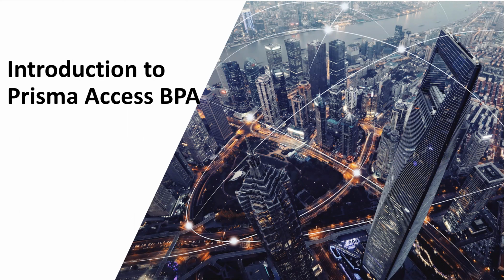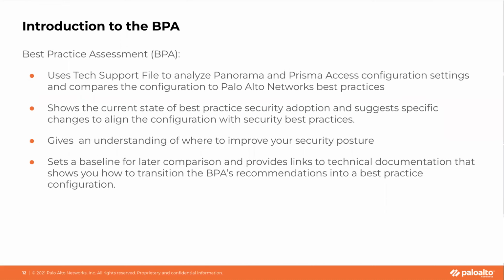Today, we talk about the Prisma Access BPA. So let's have a look into the BPA. What is BPA? BPA is basically a tool which was available already for the next generation firewall. Some of you who are using the next generation firewall must be familiar with the BPA, best practice assessment tool, which uses your Panorama's tech support file and analyzes your Panorama and next generation firewall configuration. It's similar to what we'll talk about today for Prisma Access as well.